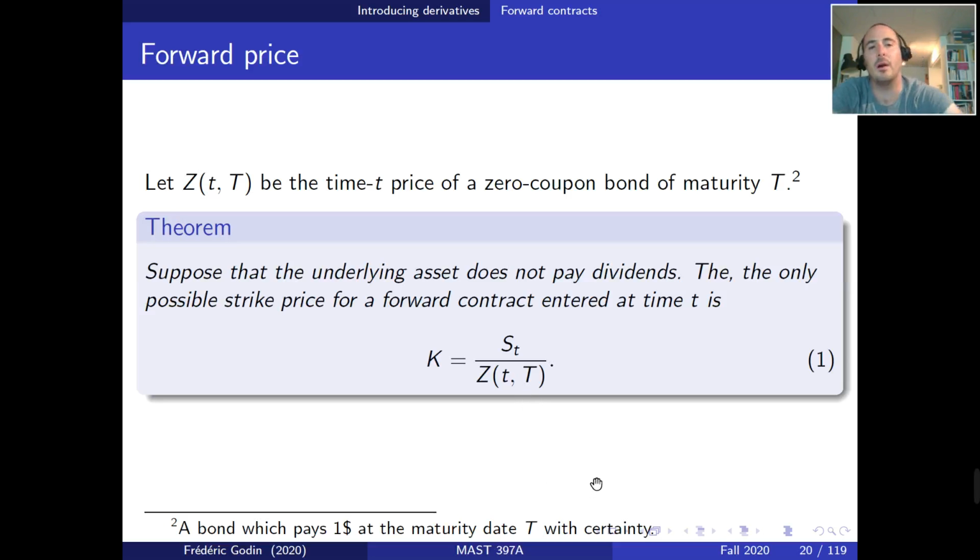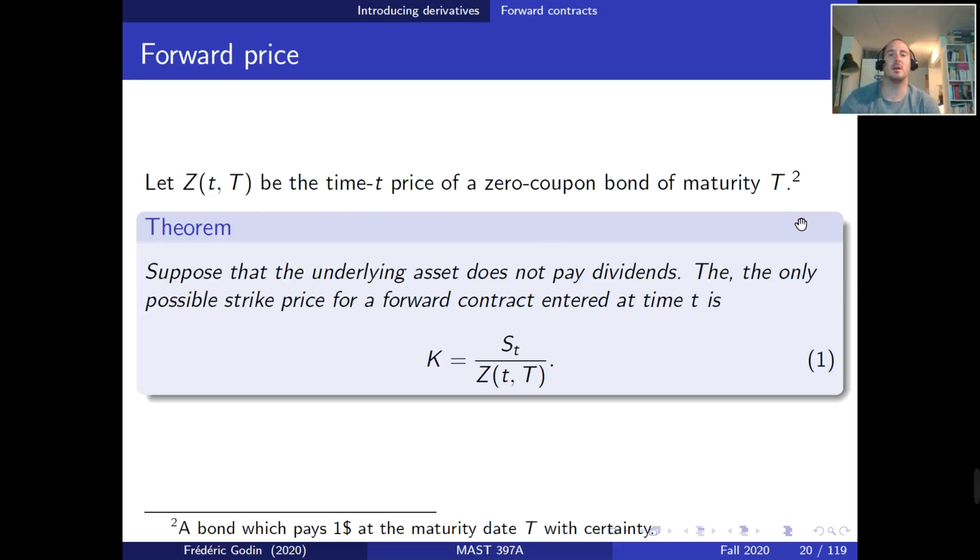Okay, so before giving the value of the unique strike price, which makes sense, let's introduce a bit of notation. So we're going to denote by Z small t capital T the time small t price of a zero coupon bond of maturity capital T.